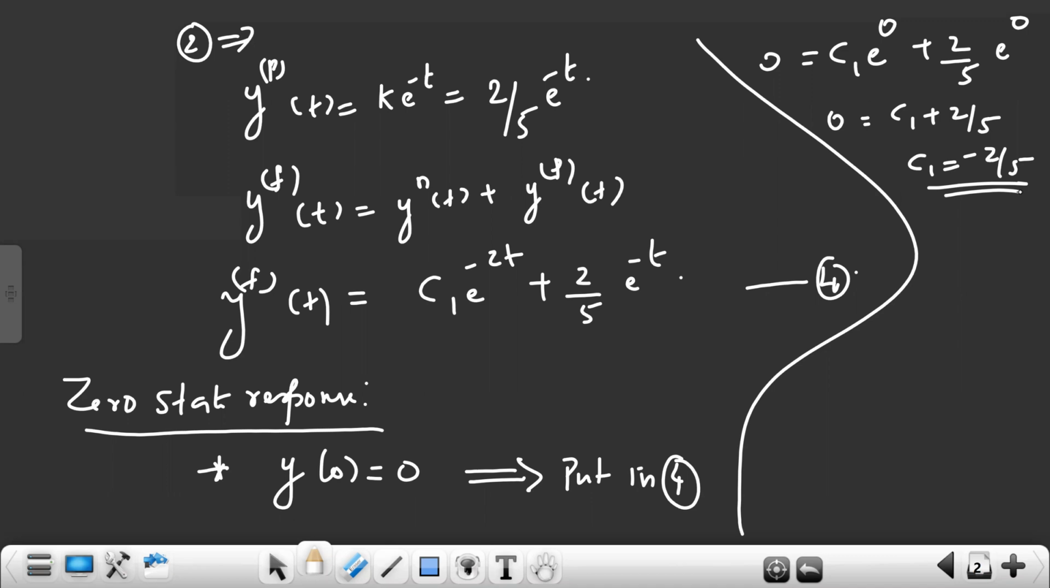The characteristic equation you can observe. In the previous class, we have done that. The characteristic equation is a linear equation having only one coefficient, that is C1. That is why we were finding only C1 here.